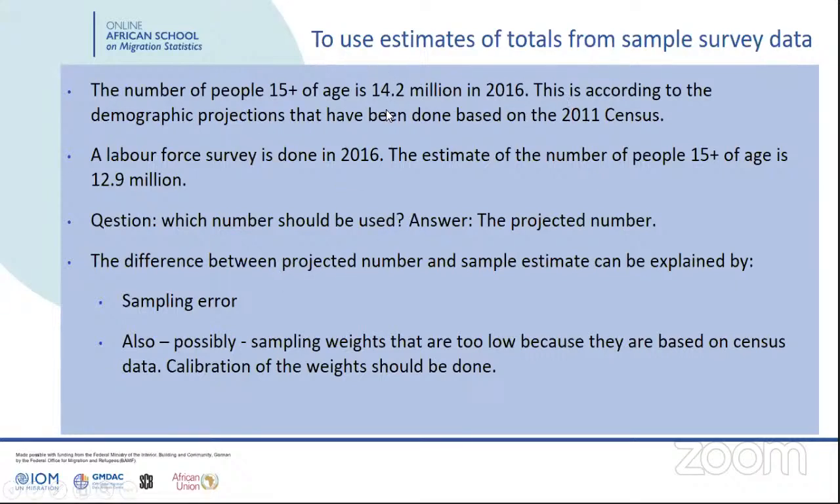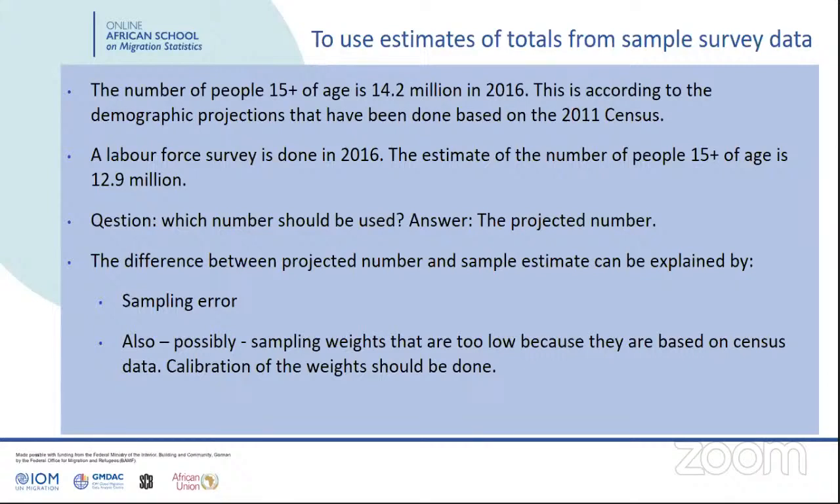Of course, the 14.2 also has an error because it is a projection. It can be a very good demographic projection, but still it is a projection, and there may be model errors in the projection. But still, I think we should use the projection. First of all, because we have sampling error. Second, the projection is some kind of official figure used in many different cases.